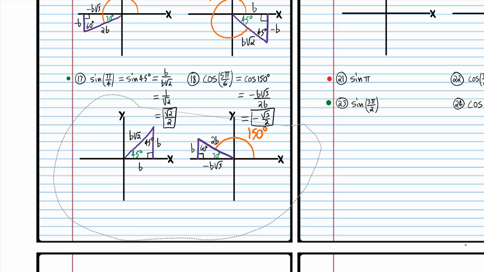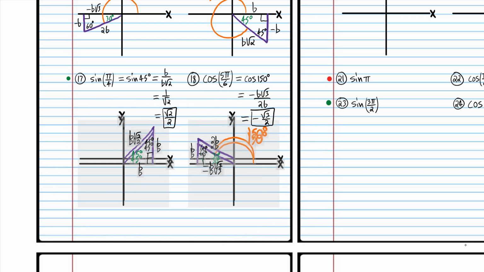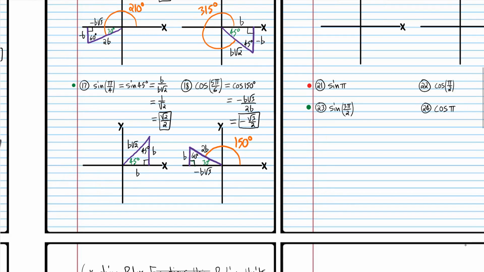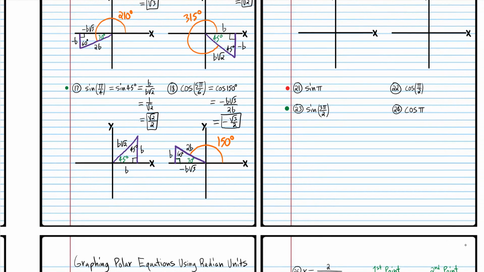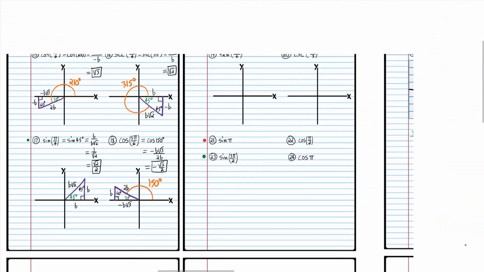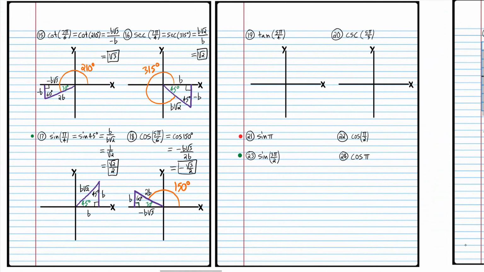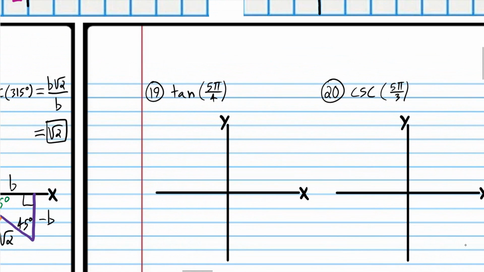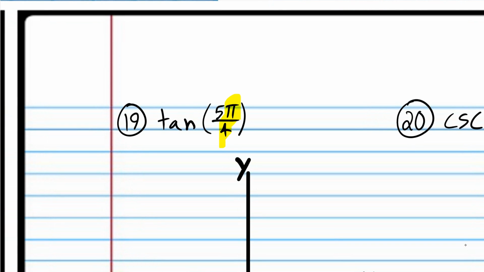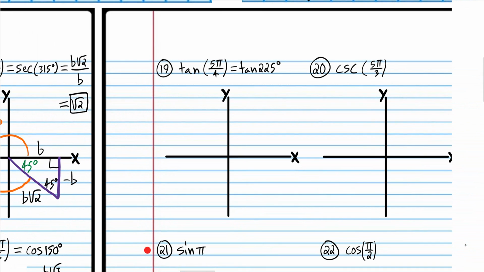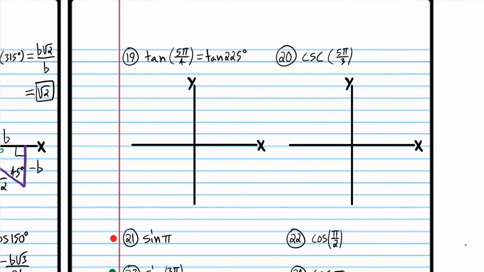So if you got that right, excellent. Okay, so go ahead and try number 19, and when you come back, we'll do it together. Alright, we're back. So pi over 4 is 45 degrees. 5 pi over 4 is 5 times 45 degrees, so that would be 225 degrees. So we're really looking for tangent 225 degrees.